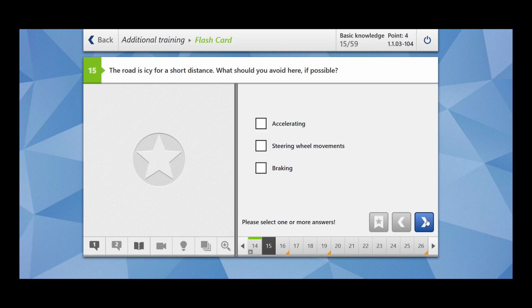The road is icy for a short distance. What should you avoid here if possible? So if the road is icy for a short distance, what should you avoid? You should avoid accelerating, steering wheel movements, and braking. All the maneuvers you should avoid. You should avoid rapid acceleration, sudden braking, or steering wheel movements.